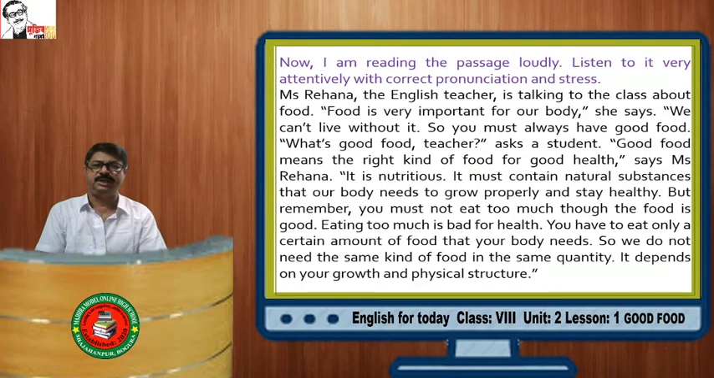But remember, you must not eat too much, though the food is good. Eating too much is bad for health. You have to eat only a certain amount of food that your body needs. So we do not need the same kind of food in the same quantity. It depends on your growth and physical structure.